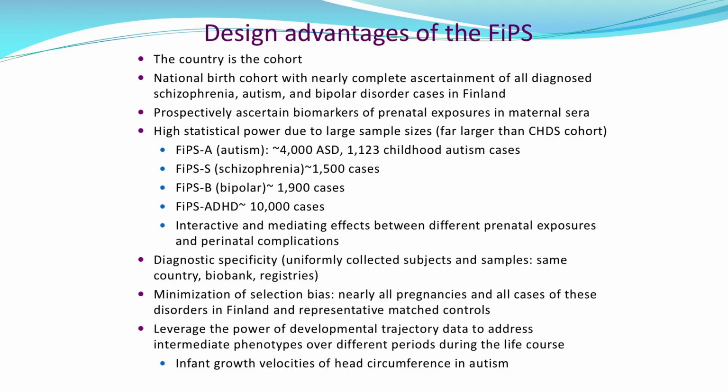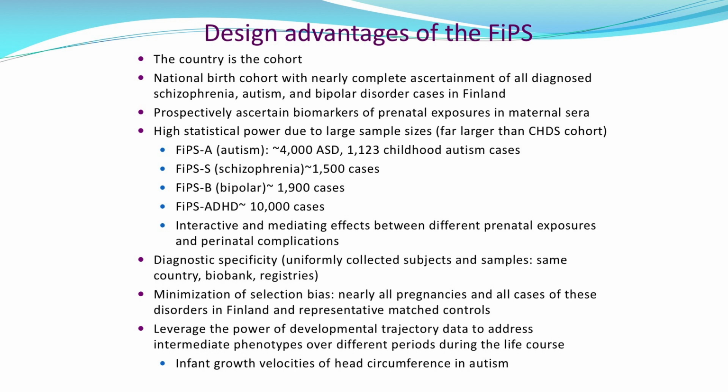We have what's called a FiPS-A then for autism, FiPS for schizophrenia, about 1,500 cases, and bipolar disorder, a good number. And we have also, I'm not going to discuss this, but we've published also on ADHD, and we're currently pursuing that. So, what it allows us to do with these large samples, a variety of things, but one is to look at the interactive and mediating effects between different prenatal exposures and perinatal complications.